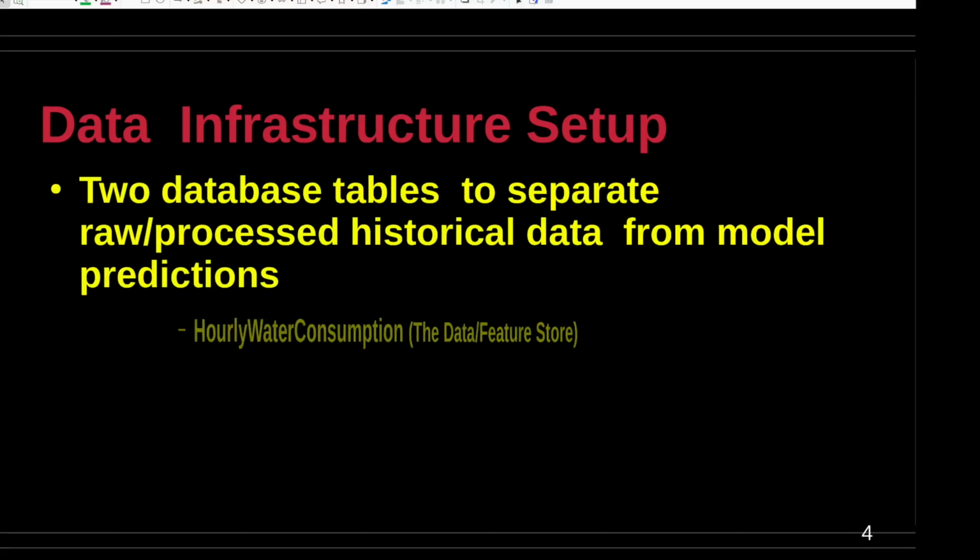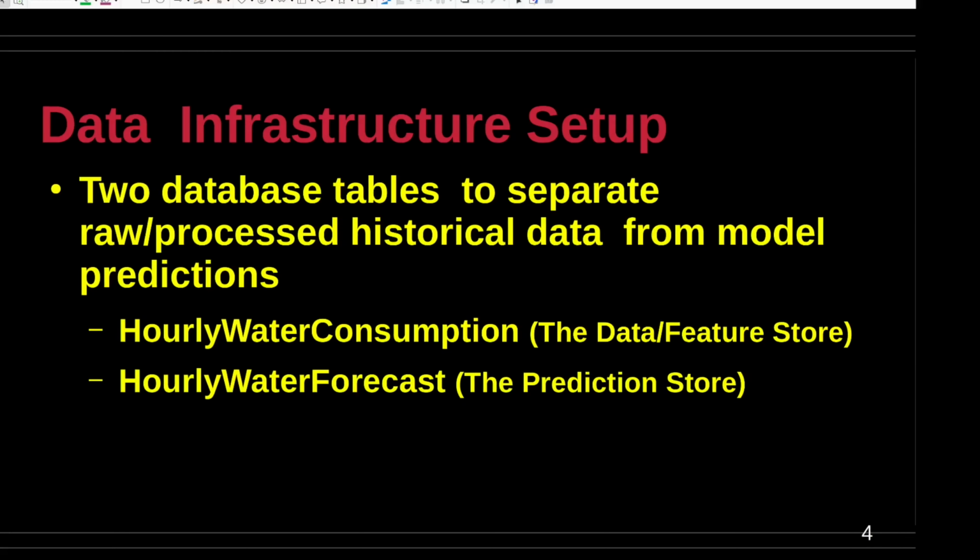Data infrastructure is the bedrock. We rely on MariaDB not just as simple storage, but as a structured feature store and a prediction store. Feature store versus prediction store: we maintain two distinct tables. Hourly water consumption is our feature store. It holds historical facts, all our X features, and the actual Y target variable. Hourly water forecast is solely for model output.